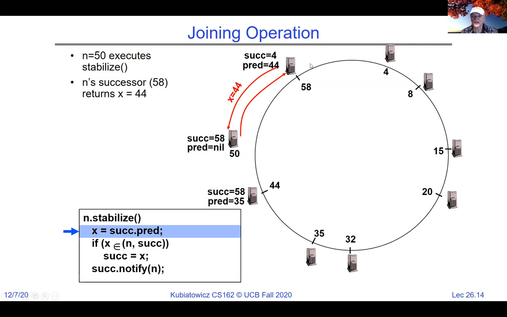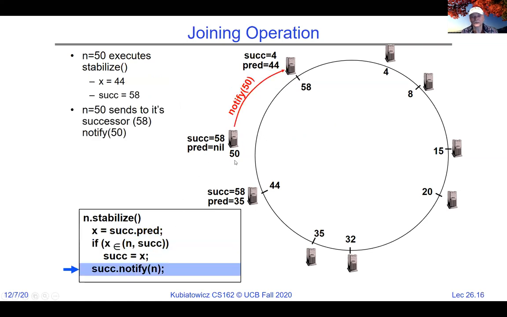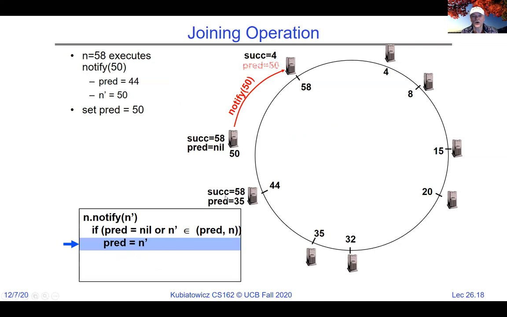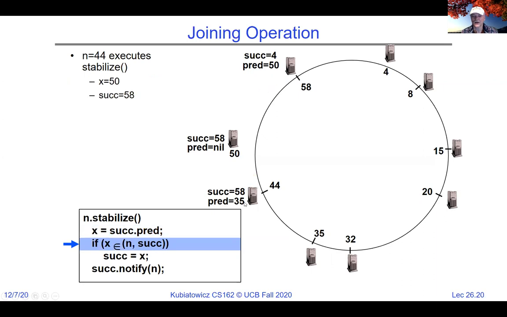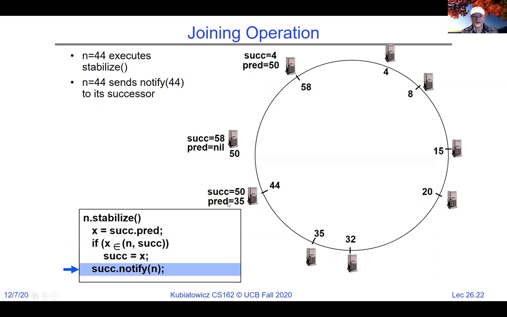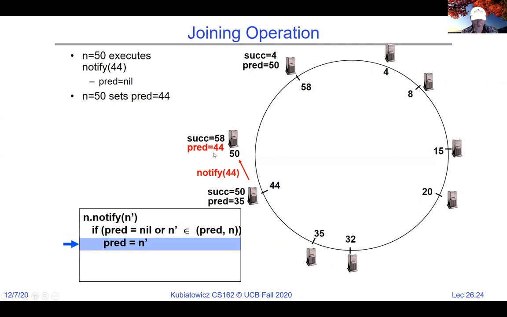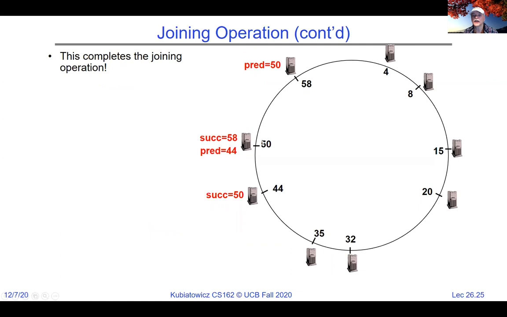At that point, things are getting interesting, because we can notify node 58 and say, hey, I'm actually a node you should know about for your predecessor. At some point, 44 is going to be running its own stabilize. So stabilize is running continuously. 44 is going to ask 58 who it thinks its predecessor is, and it's going to say, well, I think it's 50. At that point, 44 says something's wrong here, so it's going to change its successor to 50. And then finally, it's going to notify 50 about itself, at which point 50 knows its predecessor. And when all is said and done, node 50 has joined.